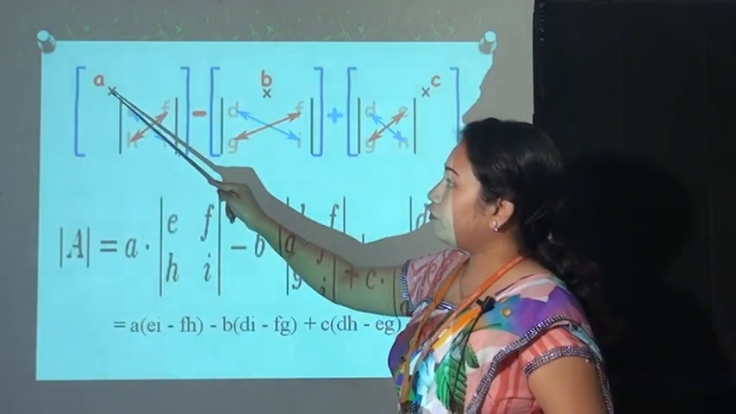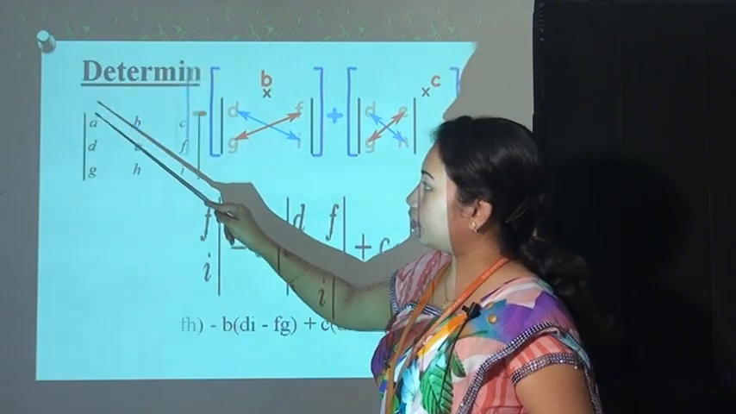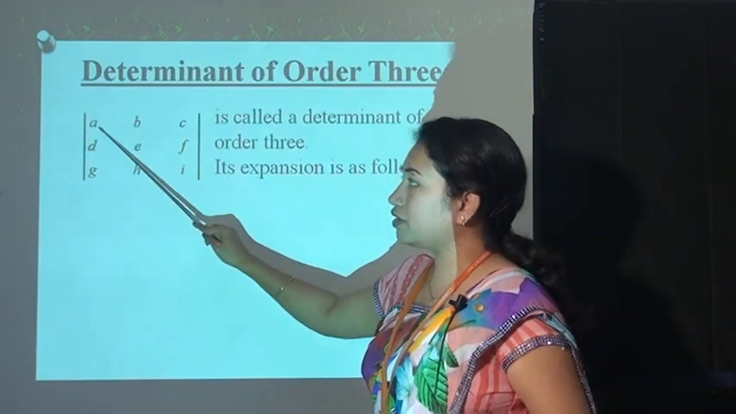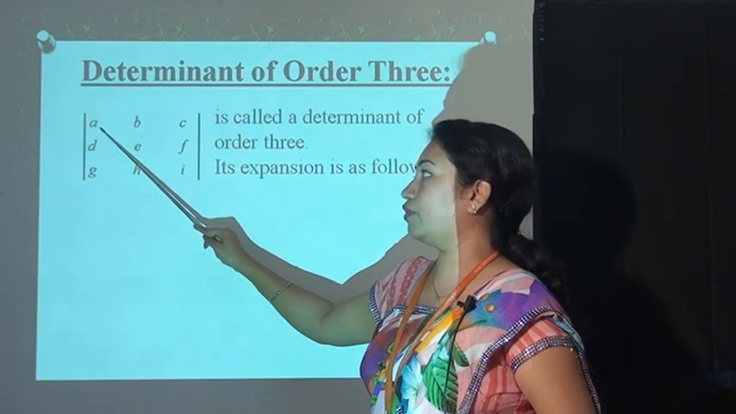So see here, if we want to find out the expansion of this 3 by 3 determinant, we take the first element of first row and first column.